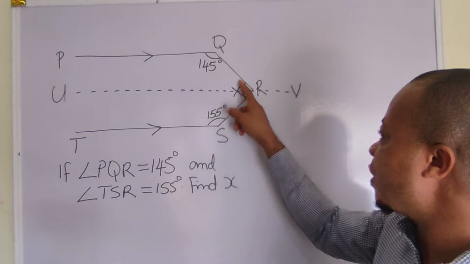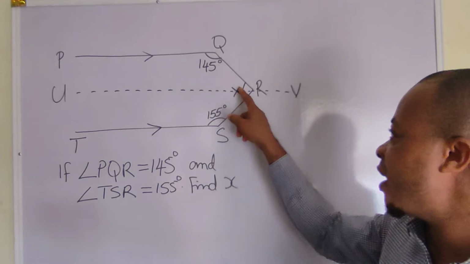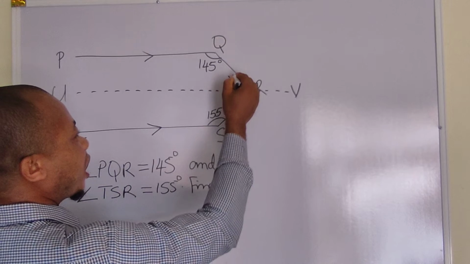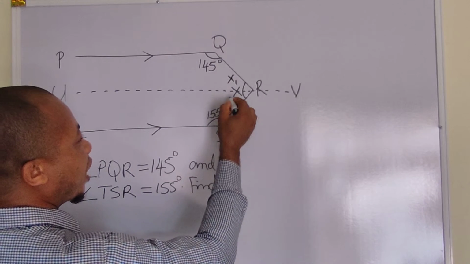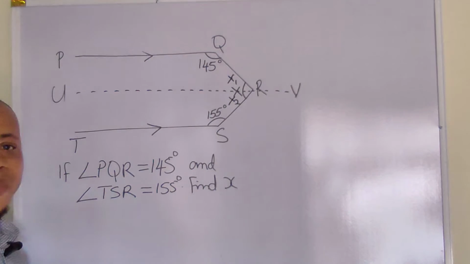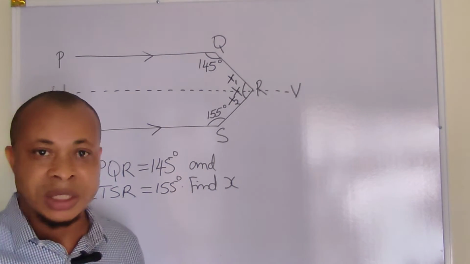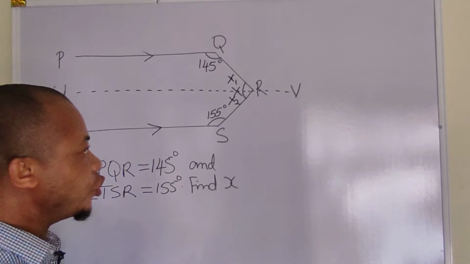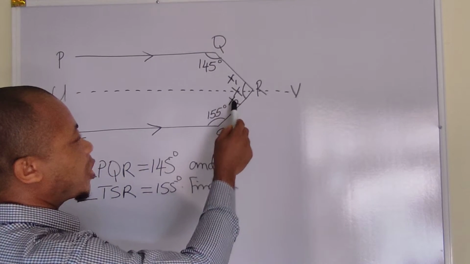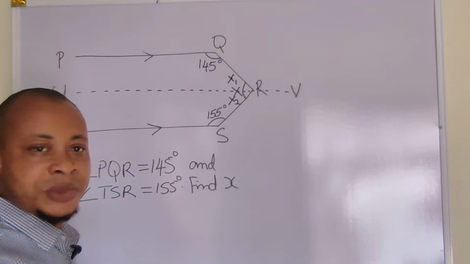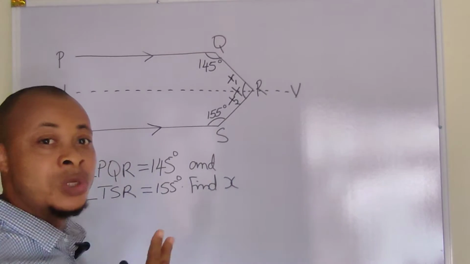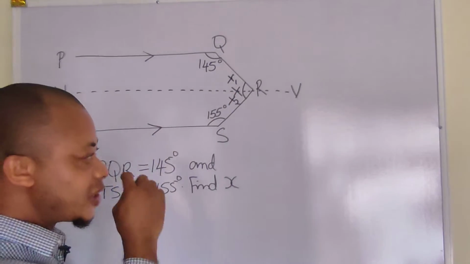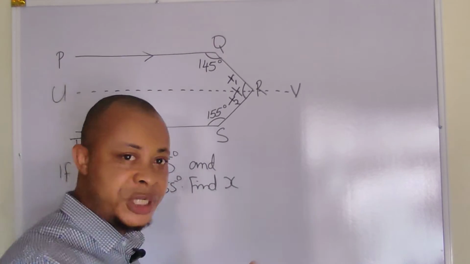So if the whole of this angle is x, and I have divided it into two equal parts, here will be x1 and here will be x2. Okay? I've divided x into two equal parts, knowing fully well that x1 plus x2 will give me x. Now, since I have done that, the next thing is for us to begin to solve this question.